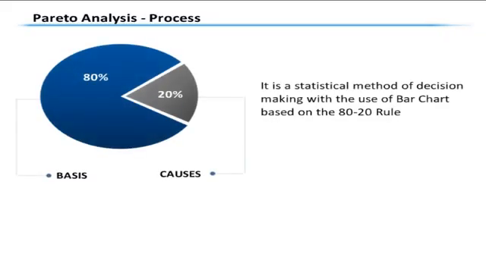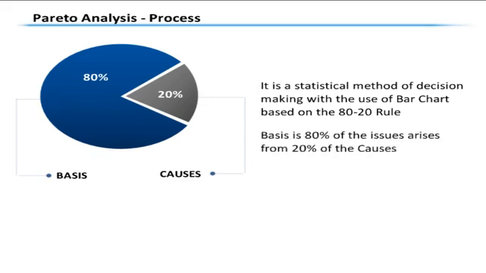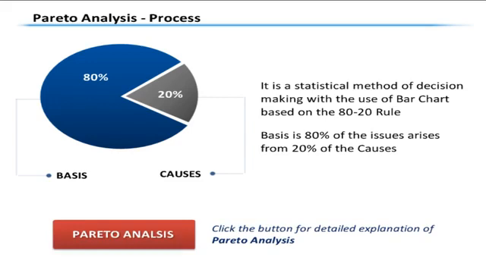Pareto analysis process. Let's take a look at how we can use the Pareto analysis as a defect analysis tool. Pareto analysis is a statistical method of decision-making using a bar chart. It's based on the 80-20 rule, which states that 80% of the problems stem from 20% of the causes. Click the button for a detailed explanation of Pareto analysis.